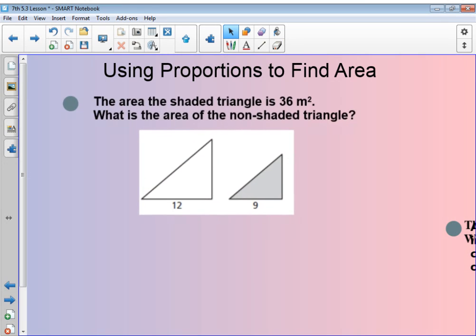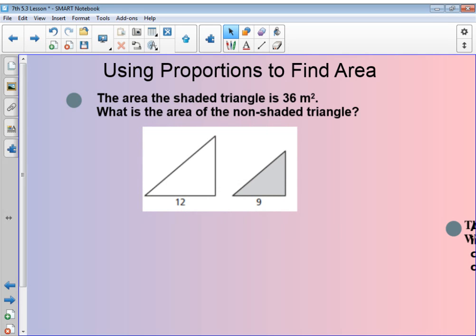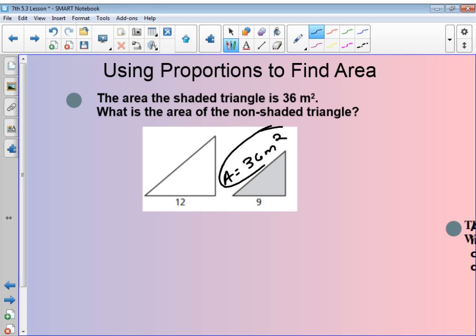All right, I want you to go ahead and try this one. It says the area of the shaded triangle is 36 meters squared, so this one is 36 meters squared for the area. They want us to find the area of the non-shaded triangle. As you set this up, I would recommend reducing your ratio and then squaring, just because you'll be able to work with smaller numbers. So go ahead and set this up, work your way through, and solve for area.